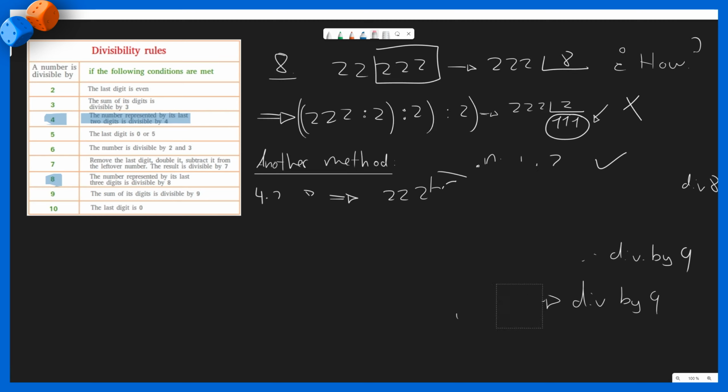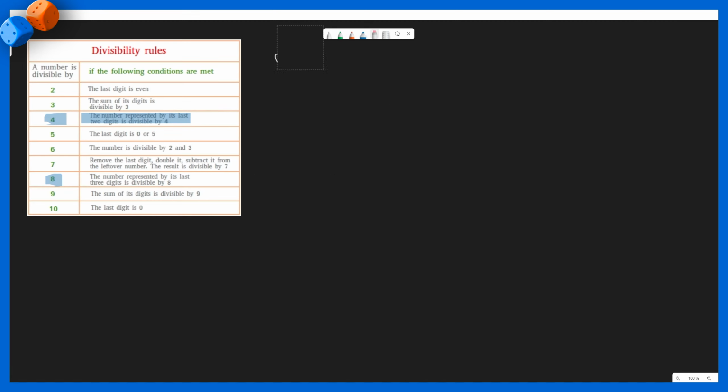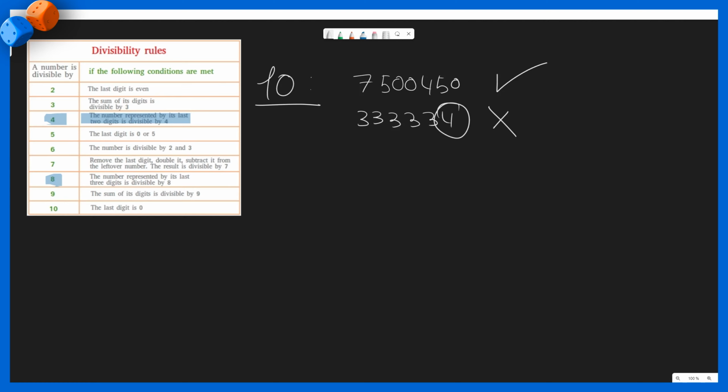Finally, let's go with number 10. The easiest number of all the divisibility rules. A number, let's say 7,500,450, is divisible by 10 if the last digit is 0. Quite easy, you just have to check one number. This number over here is divisible by 10. This number over here is not divisible by 10, since the last digit is not a 0.